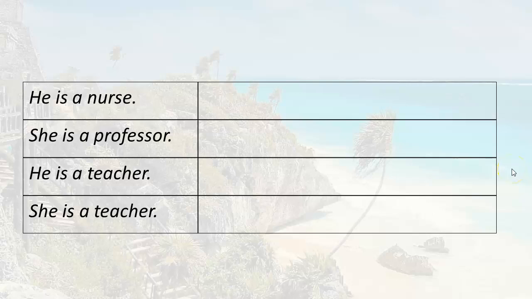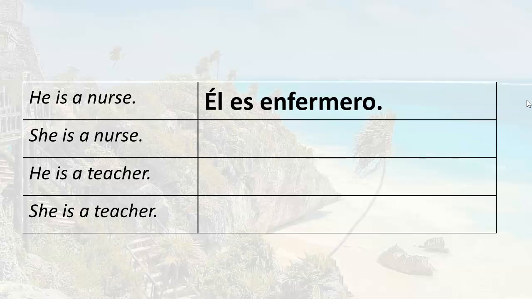If I want to say he is a nurse, remember we don't translate the a, it's just understood. We would literally say he is nurse. So in Spanish that is, él es enfermero. She is a nurse. We literally say she is nurse. Ella es enfermera.